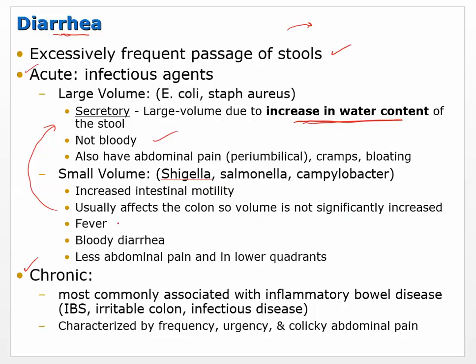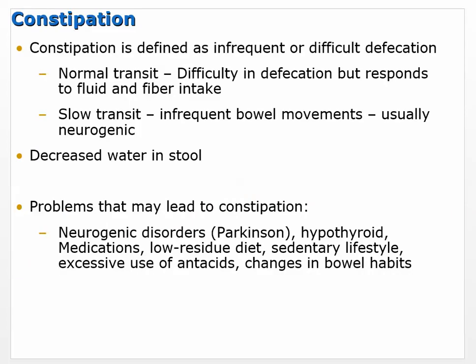Because of some of the organisms associated with it, it may be associated with fever, bloody diarrhea, especially if we're talking about something that happens in the colon. Less abdominal pain, and it tends to happen more in the lower quadrants. So chronic is something like irritable bowel syndrome, or inflammatory bowel disease, colitis and various colitis disorders, Crohn's disease, things like that. Something that keeps going on, and we'll talk about all of those. It's characterized by frequency, urgency, and colicky abdominal pain, colic, or chronic.